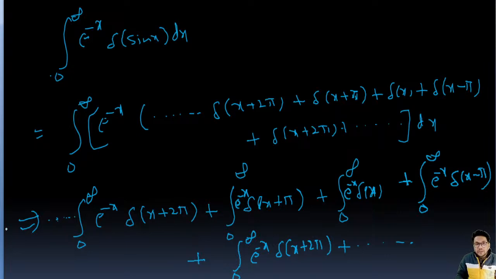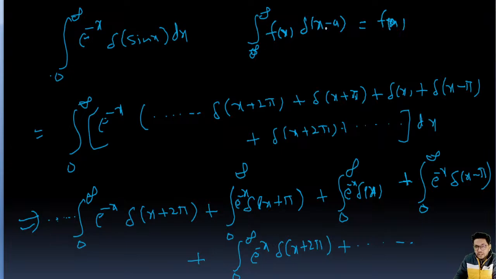Here we can see I will use this property: the integration from minus infinity to plus infinity of f(x) delta(x − a) dx is f(a), when a exists between minus infinity and plus infinity.